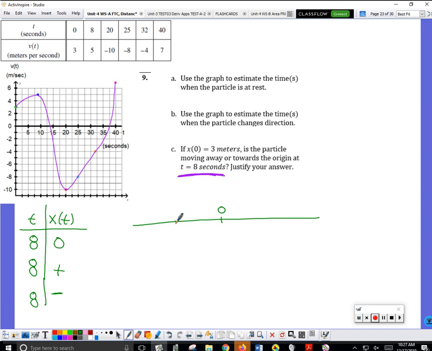Okay, think about this one, talk to each other, raise your hand to answer it. If at time equal 8, the particle has a position here, what information do I need to figure out whether the particle is moving away or towards the origin at that moment? Talk to each other and raise your hand. If I know the particle has a positive position at time 8, so it's over here somewhere, what else must I know to figure out whether the particle is moving towards the origin or away from the origin? Hands up. Come on.